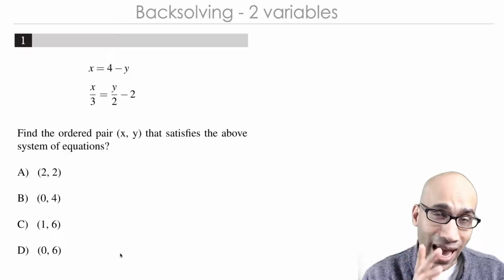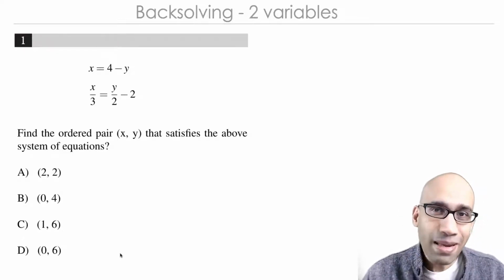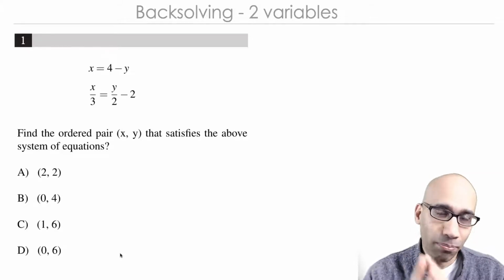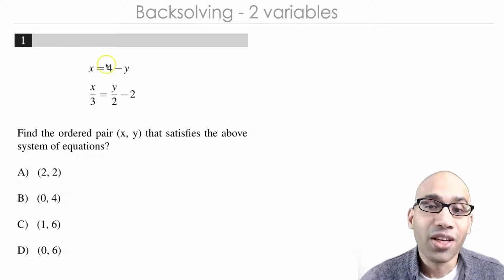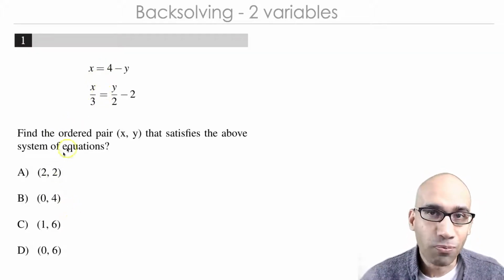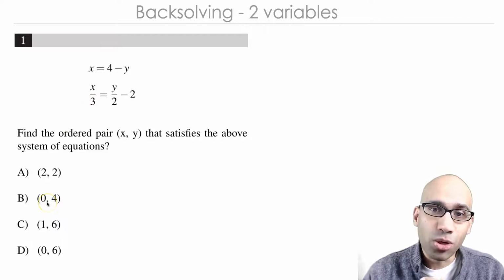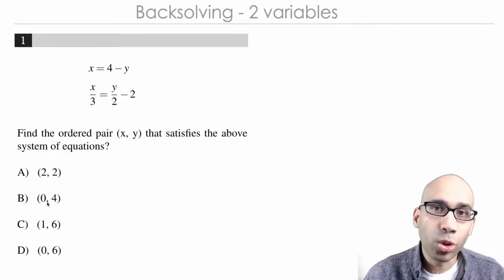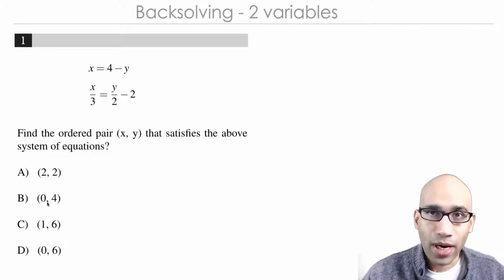Let's apply this back solving hack to two variables now. This is a slightly more complicated strategy, but I'm pretty sure you're going to understand and apply it. Here you're usually given two linear equations and you're asked to solve them. Usually you will be applying the method of substitution or elimination, but I'm going to show you a super fast way to solve it, which is drastically going to improve your speed and your accuracy.